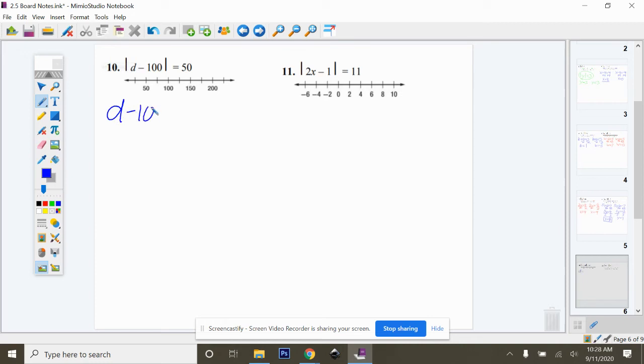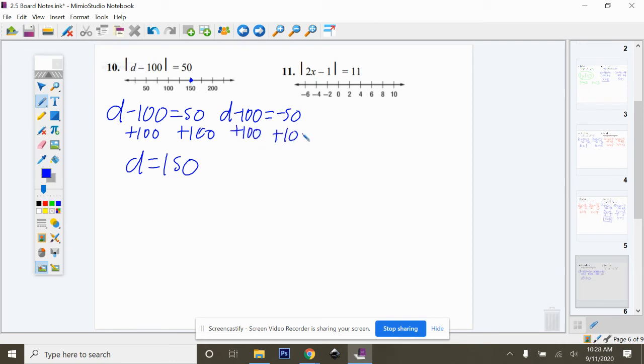D minus 100 equals 50. D minus 100 equals negative 50. Plus 100. D equals 150. Plus 100. D equals 50.